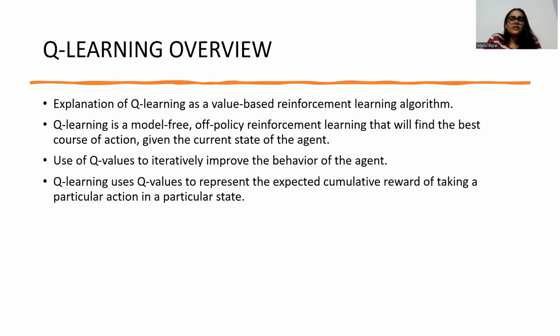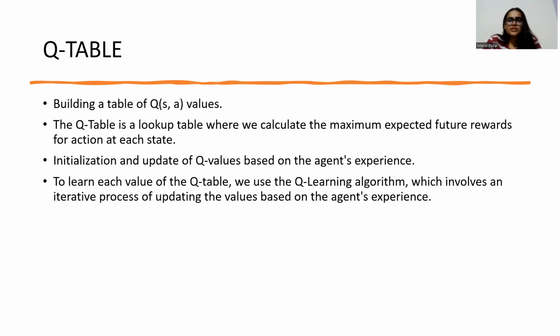So, what is Q learning overview? So, explanation of Q learning as a value based reinforcement learning algorithm. So, Q learning is a model free off policy reinforcement learning that will find the best course of actions given the current state of agent. So, it uses Q values to iteratively improve the behavior of an agent. So, Q learning uses Q values to represent the expected cumulative rewards to take a particular action in the particular state.